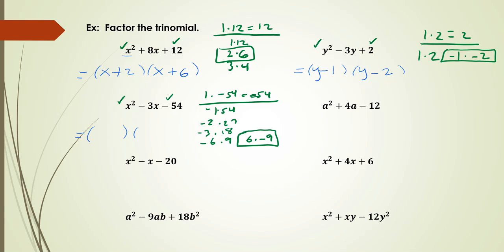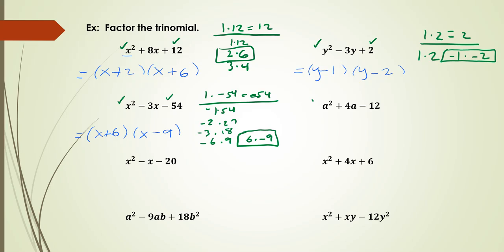I'll set up 2 binomials. X squared, I need x and x for x squared. And then a +6 and a -9, because that was the sign that each of them had on the factor pair. So next, we're going to look at a squared plus 4a minus 12.